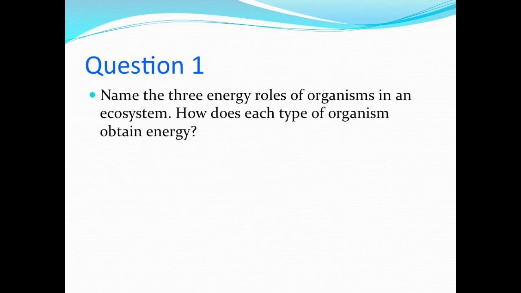So question 1, I want you to write this question on the left-hand side, and I promise you I'm going to be checking your Cornell notes tomorrow for it, or Monday. So I want you to write this question on the left-hand side. Name the 3 energy roles of organisms in an ecosystem. How does each type of organism obtain its energy? So go ahead and pause the video right now and copy this question down.